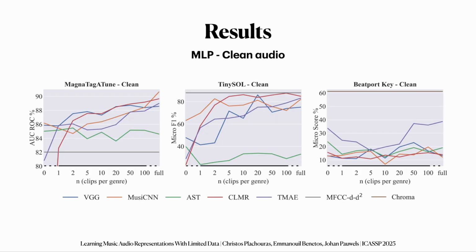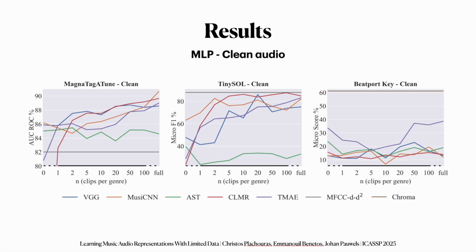So these are the results of the models with an MLP in the clean audio case for the different tasks. The x-axis represents the different subsets with increasing amount of data, and the y-axis represents the respective performance metric. So for Magna Tagatune, we already see some interesting trends.